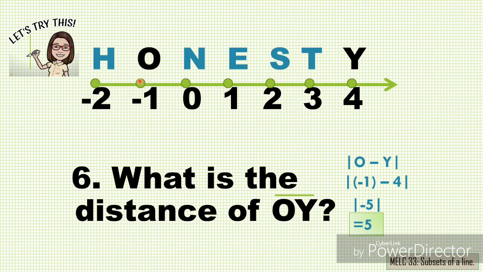So, bilangin nga natin to check. 1, 2, 3, 4, and 5. Pabalik. 1, 2, 3, 4, and 5. Siyempre, walang mintis yan, no? Iyon ang distance ng line segment OY, 5 units.